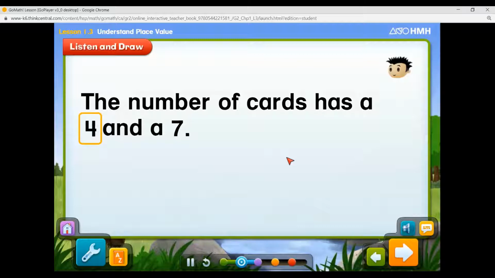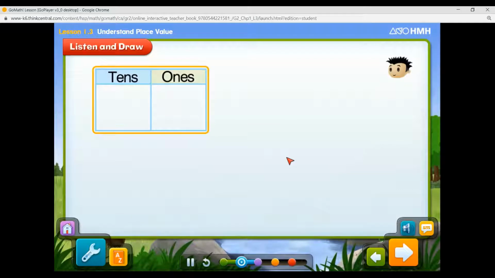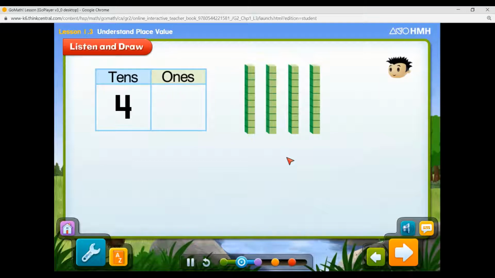Gabriel collects baseball cards. The number of cards that he has is written with a 4 and a 7. How many cards might he have? Let's use the place value chart to write the number of cards. Place the 4 in the tens place. You can show 4 tens with base 10 blocks. Use 4 tens blocks. 4 tens is equal to 40. Now place 7 in the ones place.